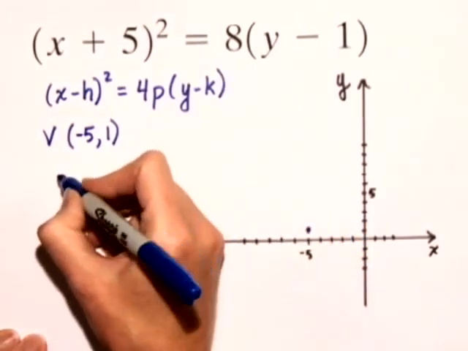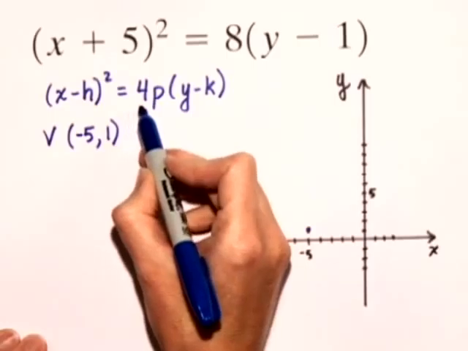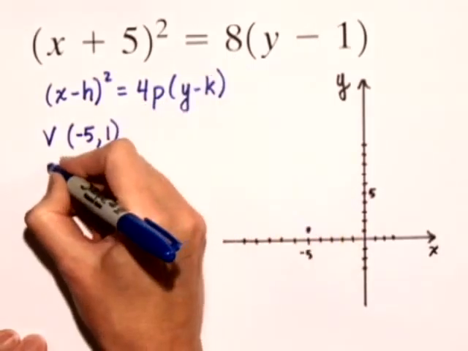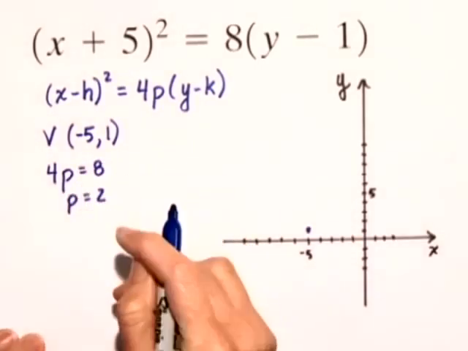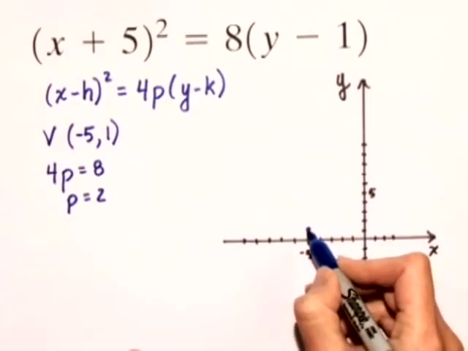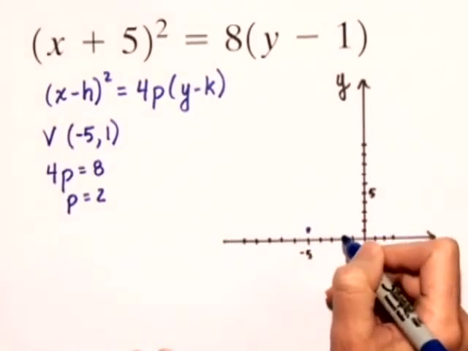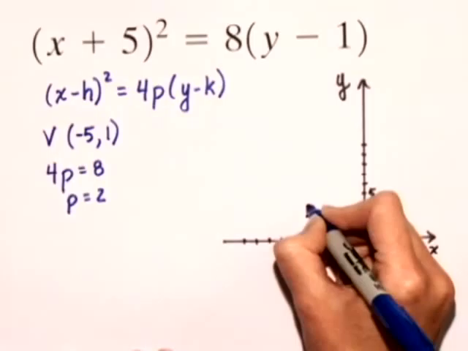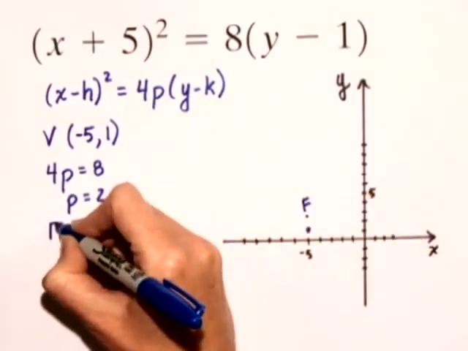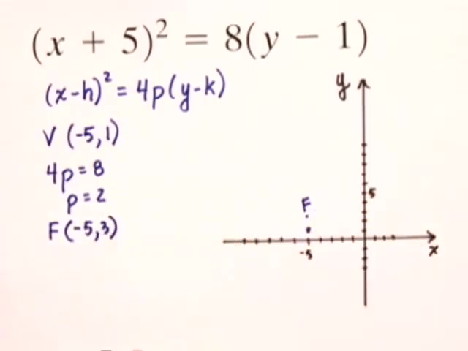So let's find next the focus. We can use p in order to help us find the focus. We can set 4p equal to 8, and we get p is equal to 2. Since this is a parabola that opens up, our focus is located p units above the vertex, or 2 units above the vertex. So from negative 5, 1, we go up 2 units, and our focus is located at negative 5, 1 plus 2, which gives us 3.